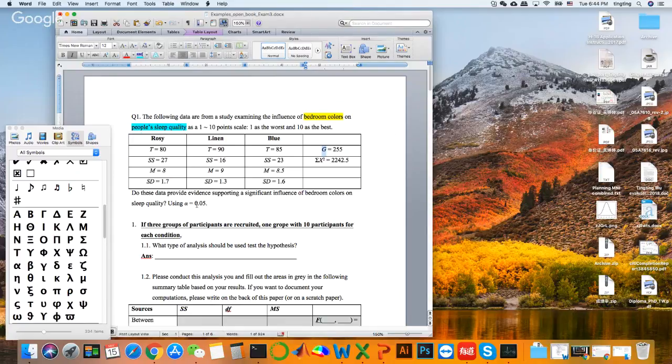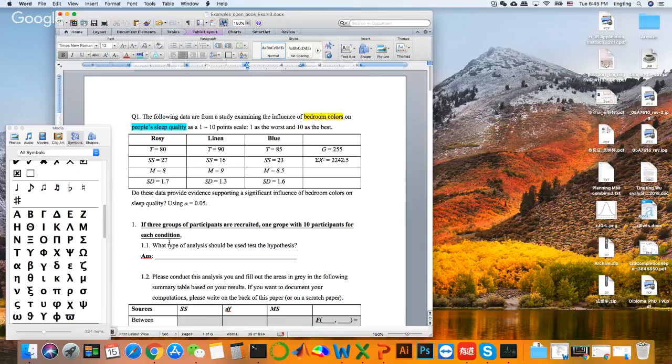Because we have one factor and more than 2 levels, 3 levels in total, 1, 2, 3 levels, more than 2 means we cannot use just the t-test. We have to use an ANOVA. Then we have one factor, so this is a one-way ANOVA.